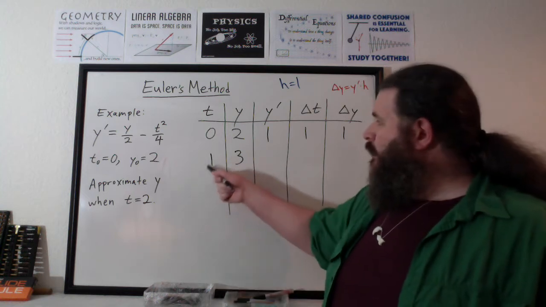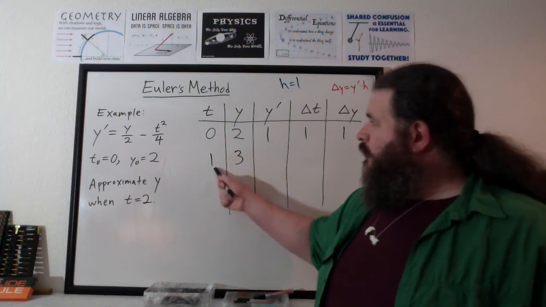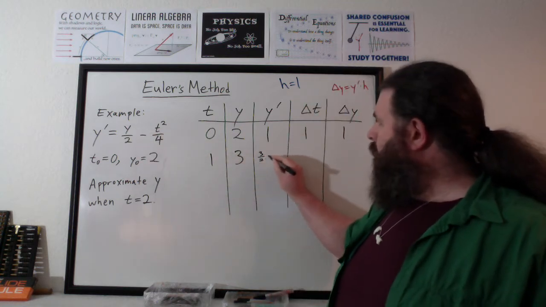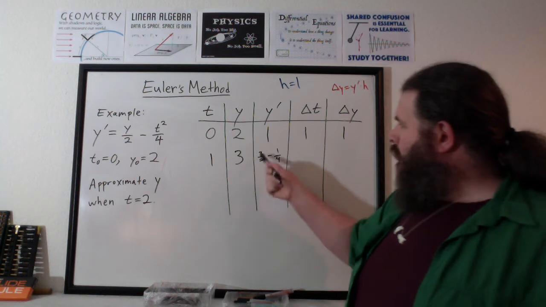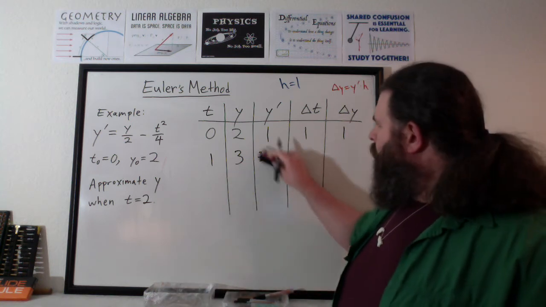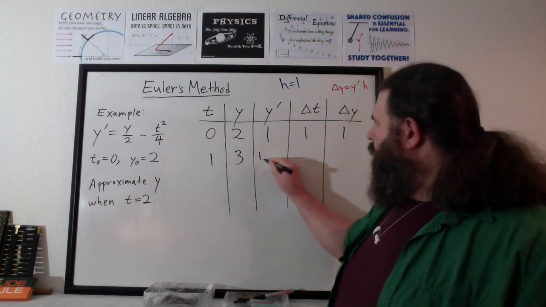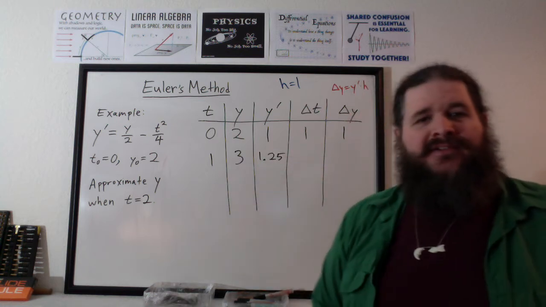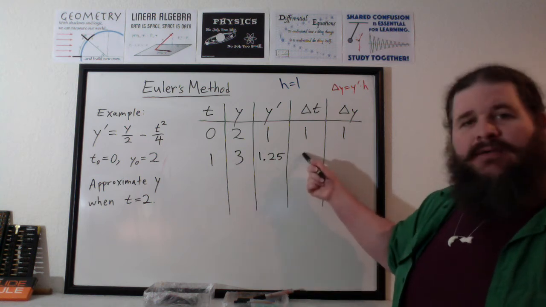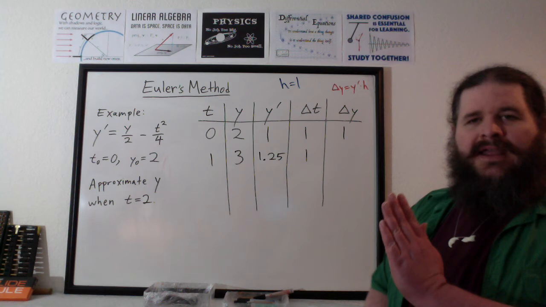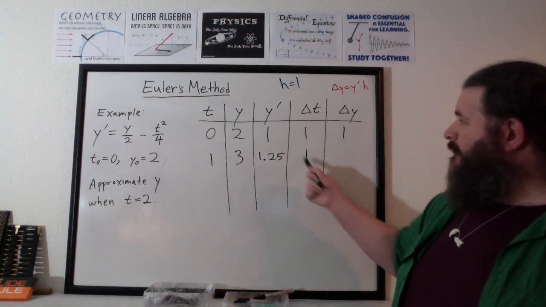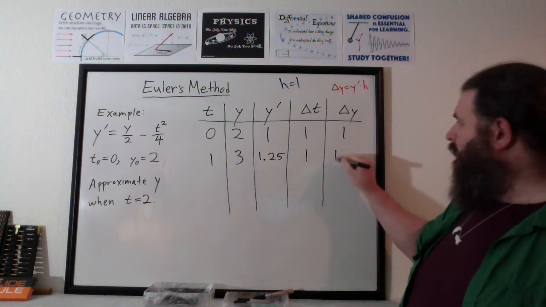And then we recalculate, using 1, 3 as our new data point. Substitute 1 for t and 3 for y, and we get 3 over 2 minus 1 squared over 4. 3 halves minus 1 fourth, that's 6 fourths minus 1 fourth, so 5 fourths. Or 1.25. After a few steps, the fractions get pretty messy here, so it's often easier to just use decimals in a calculator. Delta t, we're still using one step forward, one time unit into the future. And then for delta y, again, we multiply y prime times delta t. 1.25 times 1, and we get 1.25.